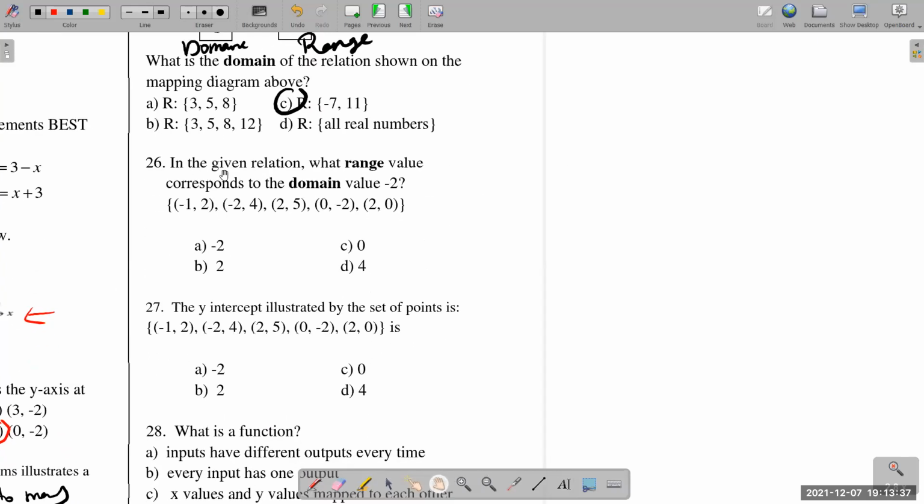Let's go. In the given relation, what range value corresponds to the domain value of -2? So that means which number for the y matches with the value -2 in the x. So you have to look and see which one is the -2 value in the x. Keeping in mind, x is always first, y is always second. So we're looking for -2 here. Where do we find that? This is the one with -2 in the x value. And they ask for the range. So what's the answer? Is it A, B, C, or D?